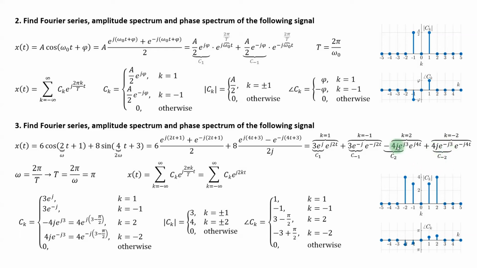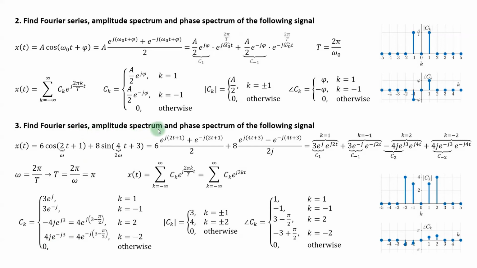Now, I will take these coefficients and I will summarize them like this. This is the coefficient for k is equal to 1, that is this coefficient. This is the coefficient for k is equal to minus 1, that is this coefficient, and so on and so forth. And just like this, the sum contains only these 4 coefficients. So if k does not have one of these 4 values, the coefficient is 0.